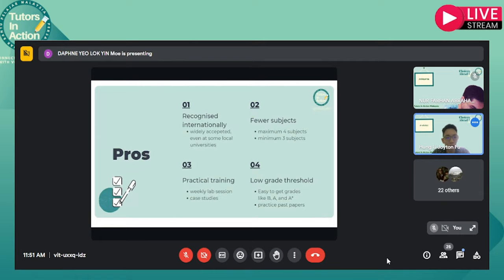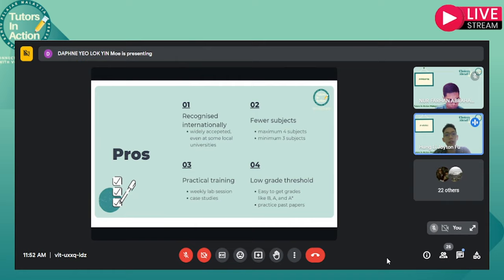Okay, so pros. Like I said, it is recognized internationally, and it has fewer subjects. If you compare it with STPM, then definitely in STPM you have to take more subjects, because in A-level you are not required to take languages as your subject, but in STPM, language is definitely something you must take. And one thing that A-level particularly emphasizes is practical training. So you get to do a lot of lab work, no matter which A-level college you are in, because lab work is a substantial activity throughout your entire A-level studies.